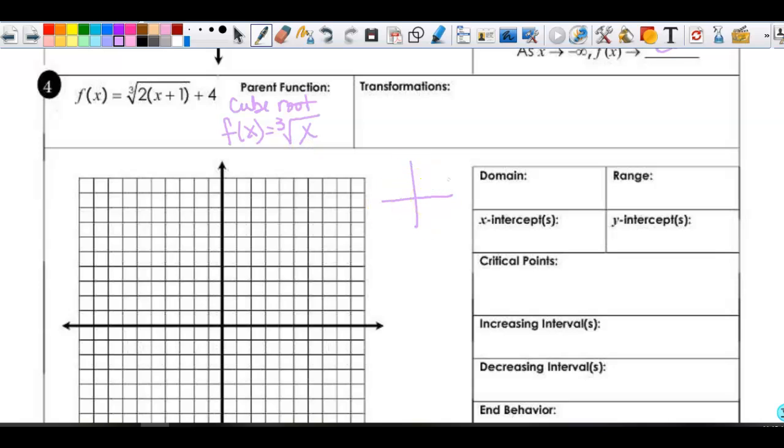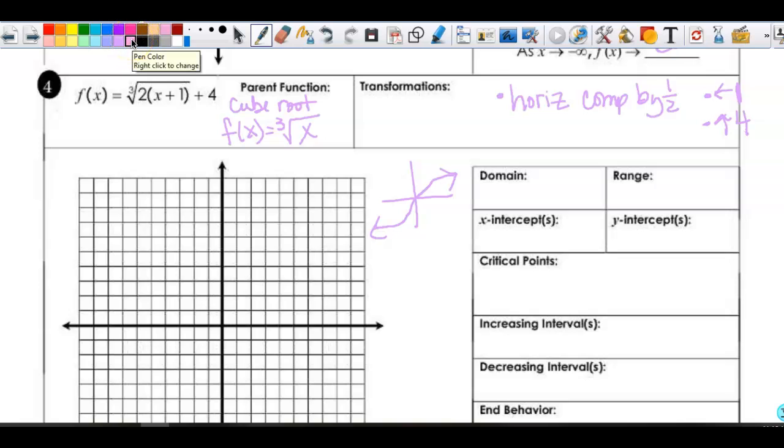So your graph looks like this. I have 1, 2, 3 transformations. That 2 is being multiplied by x, so it is a horizontal transformation, and in this case it's a horizontal compression by 1/2. And then that 1 means that I go to the left 1. And then the 4 means I go up 4. Okay.